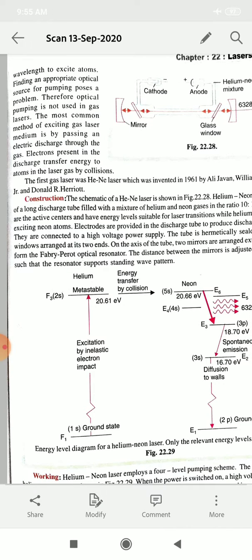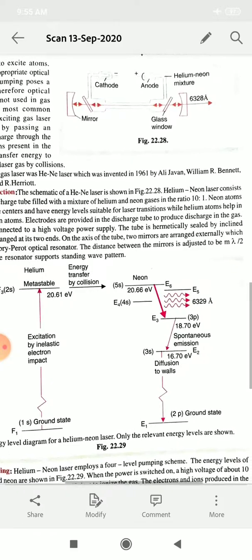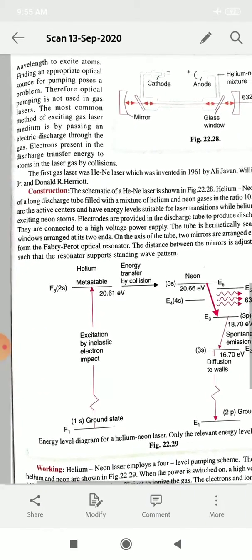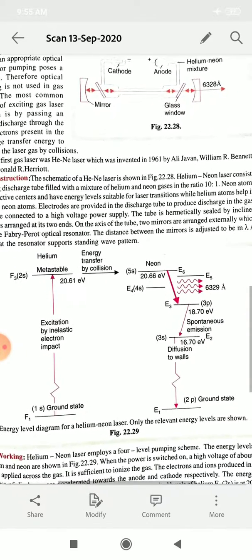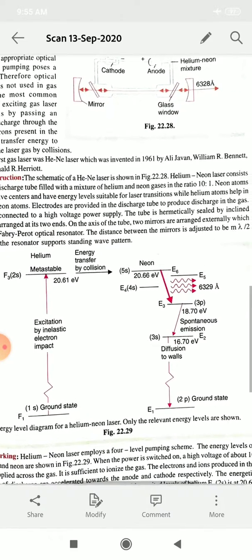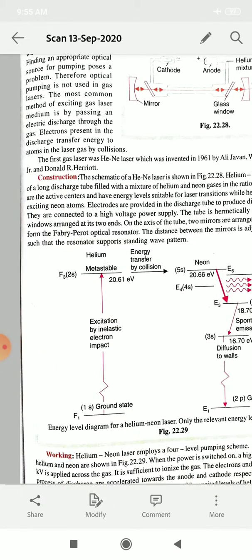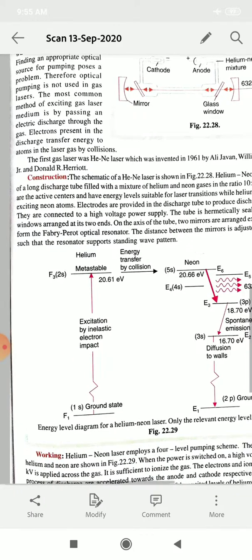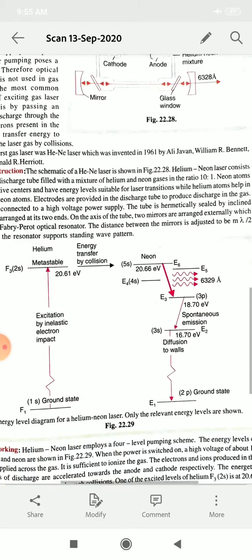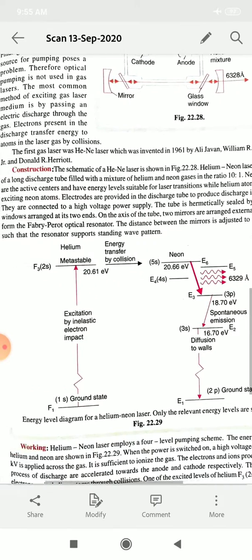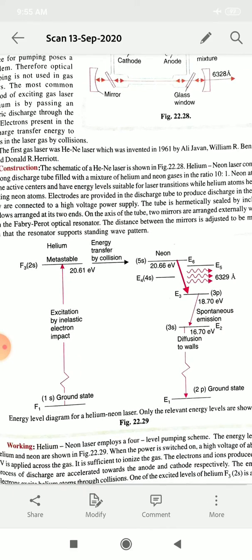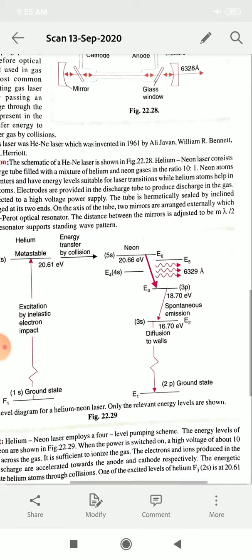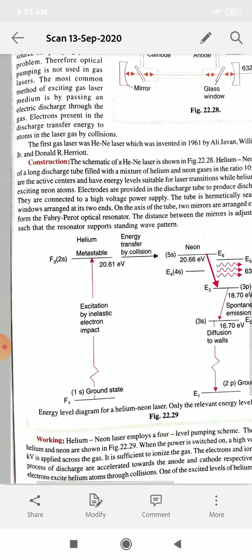Electrodes are provided in the discharge tube to produce the discharge in the gas. They are connected to a high voltage supply. The tube is hermetically sealed by inclined windows arranged at the two ends. On the axis of the tube, two mirrors are arranged externally, which form the Fabry-Perot optical resonator. The distance between the mirrors is adjusted to m lambda by 2 such that the resonator supports the standing wave pattern.